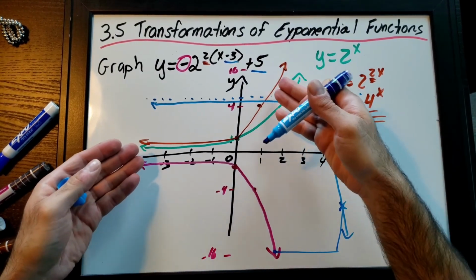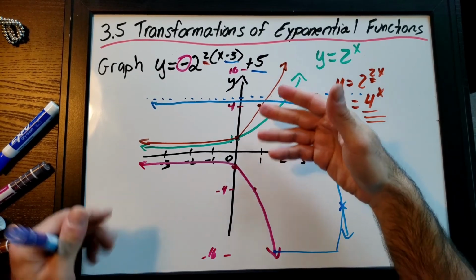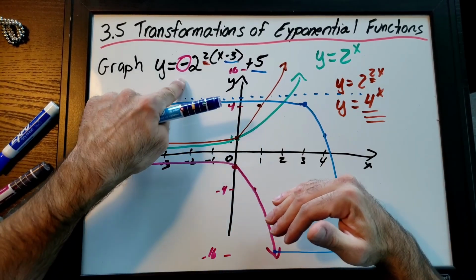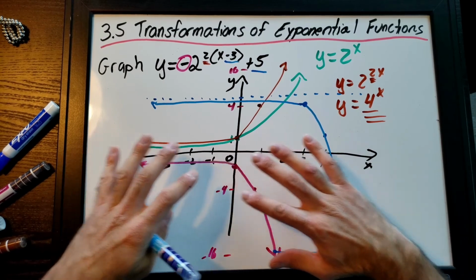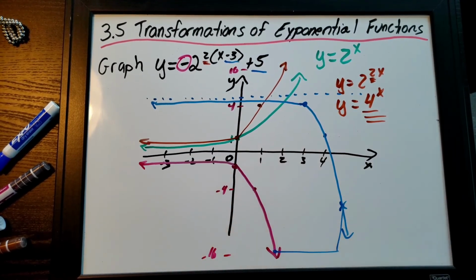I've horizontally compressed it from green to orange, or brown, whatever that is. I flipped it in the x-axis using that negative sign, and then I moved it over to the right 3 and 5 units up, and I'm done. This blue function is my final answer.